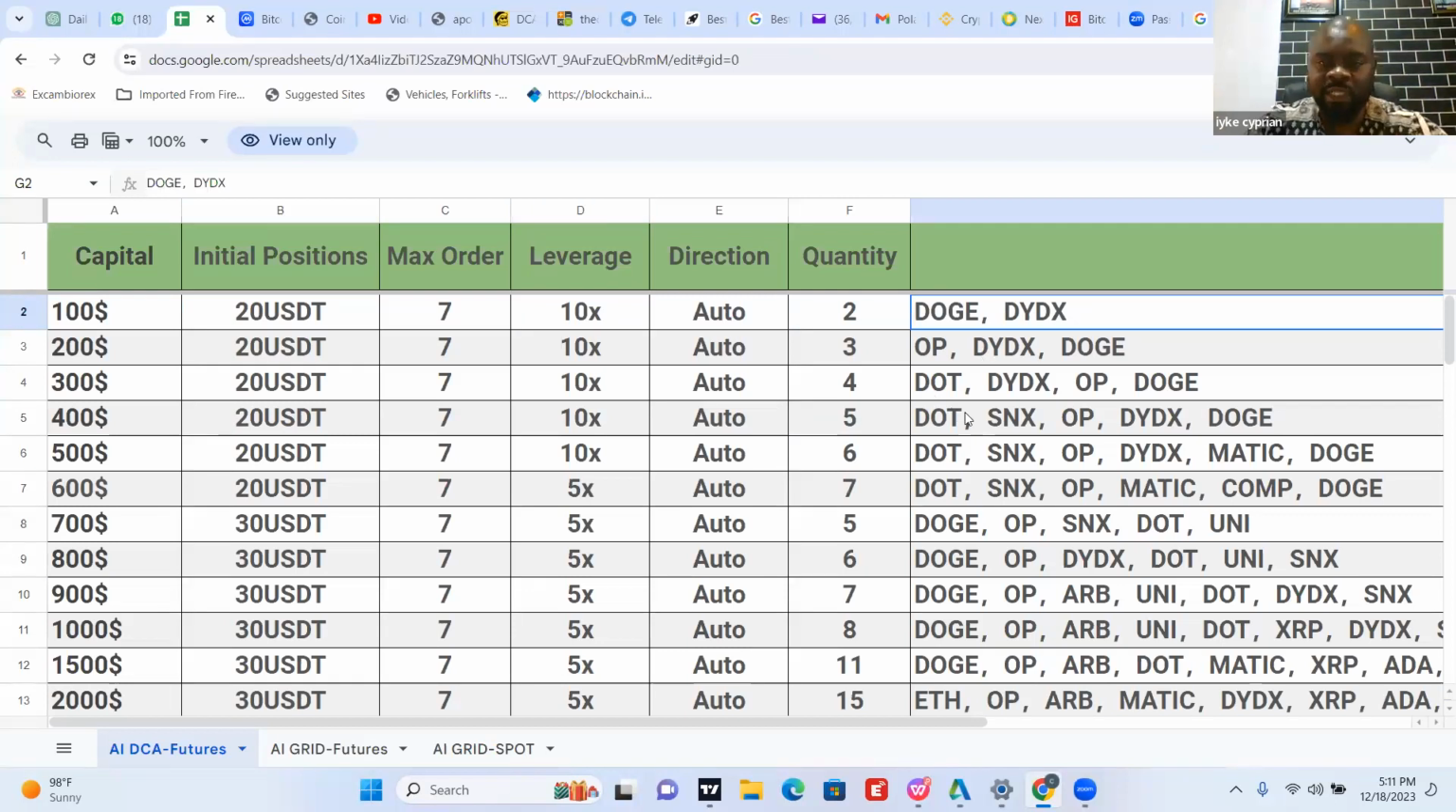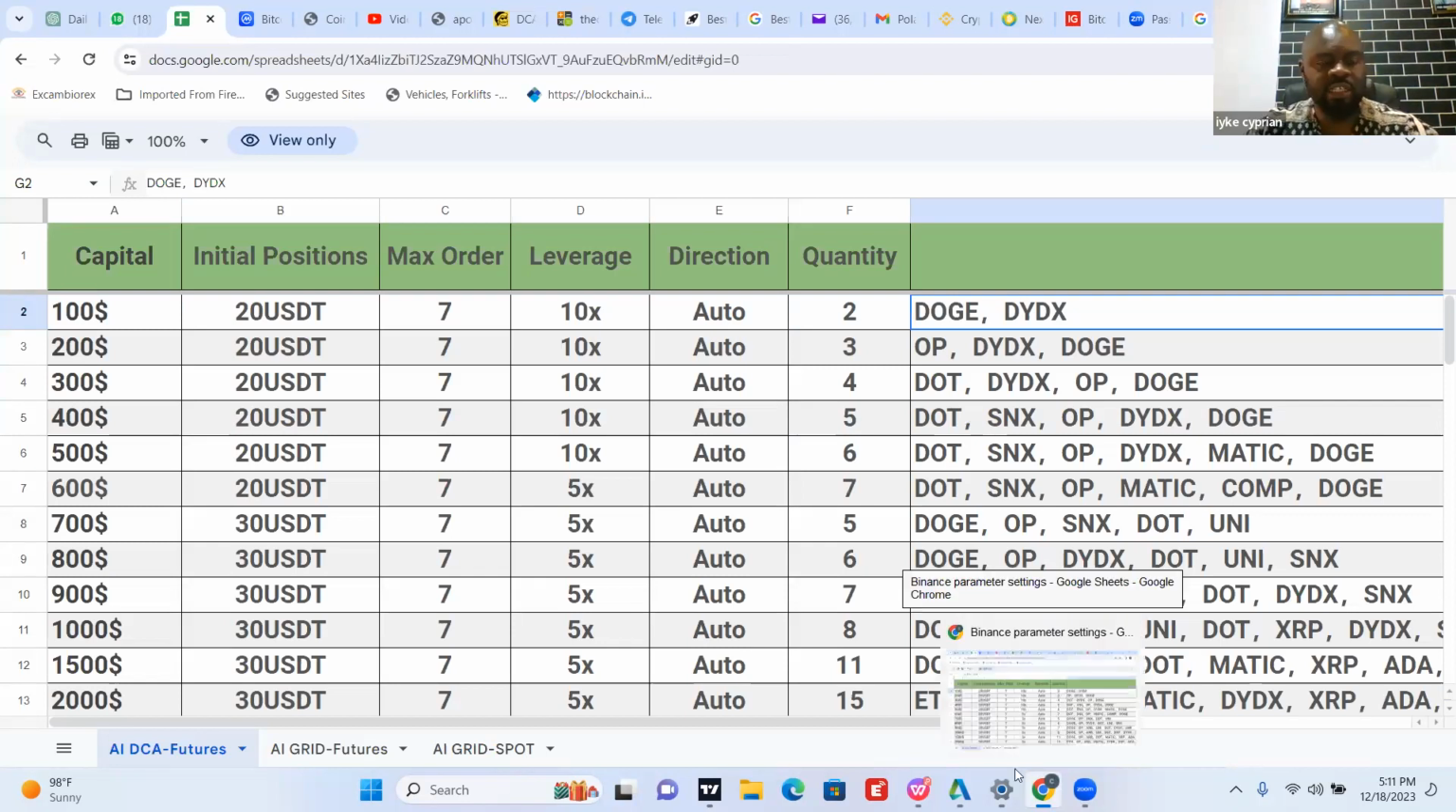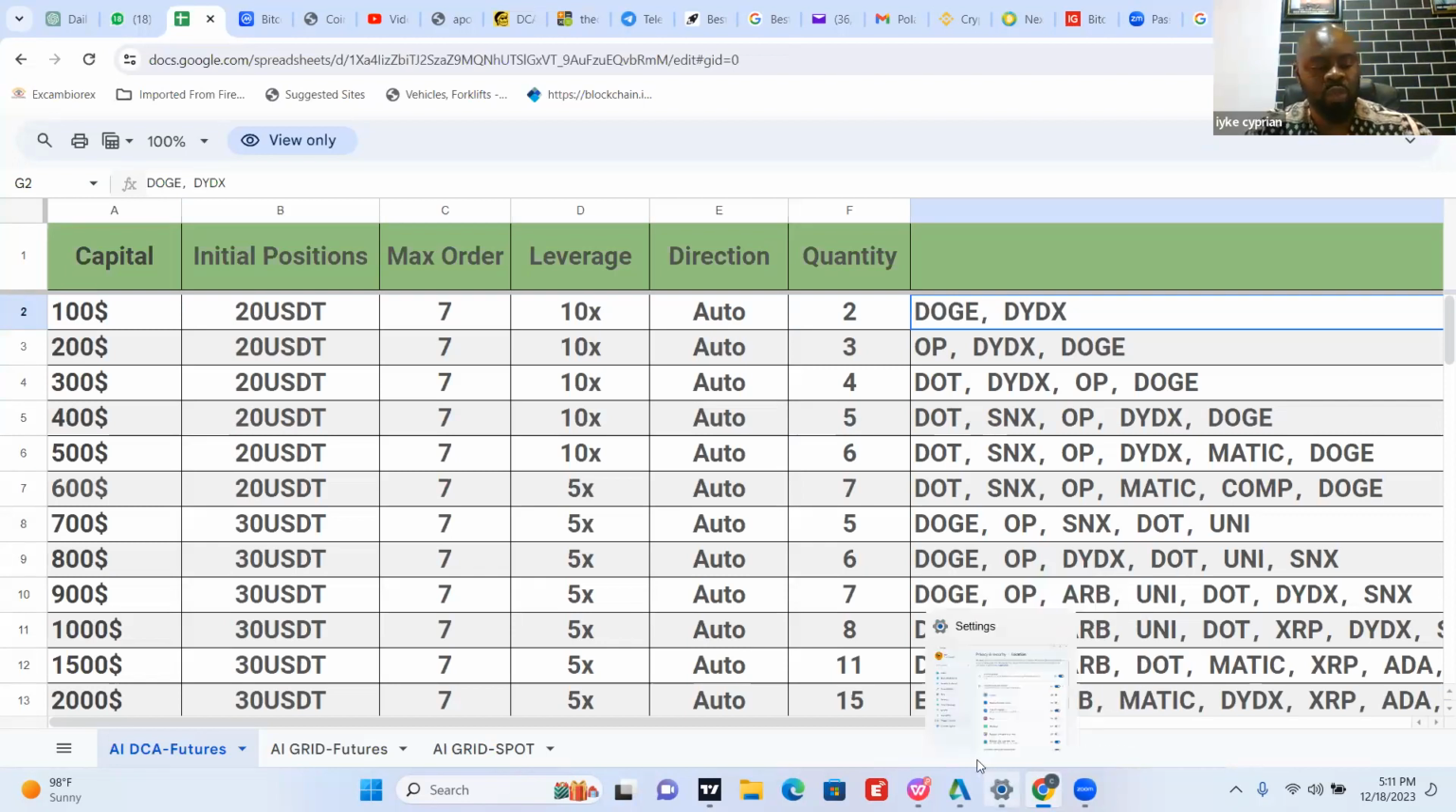So we're going to take an example quickly. Say you have $100, and you have to choose between spot and futures trading, because you cannot split $100 into two. So you have to choose between the spots or the futures. But with $200 you can trade $100 on spots and $100 on futures. You can do it 50-50, and you can split according to your choice.